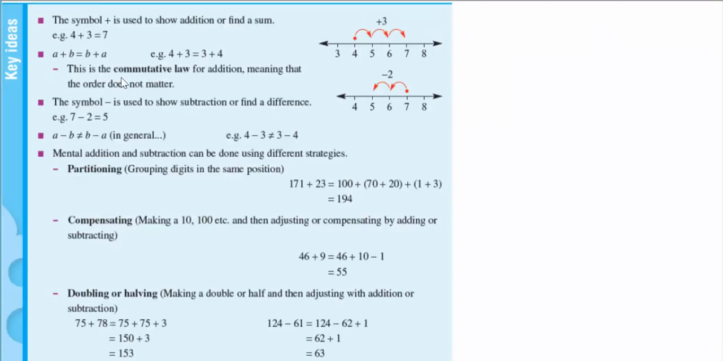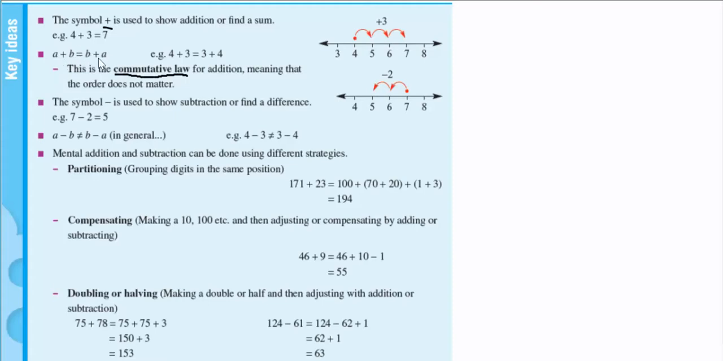Second page. The symbol here, the plus, is obviously used to show addition or find a sum. So 4 plus 3 equals 7. Now, the commutative law, and this stuff I would ask you to write down as well, summarise it for yourselves in your books. Commutative law means that it doesn't matter which order these numbers are written, they will always be the same. So 4 plus 3 is going to give you 7, and 3 plus 4 will give you 7. And that's what all this means: A plus B also equals B plus A.